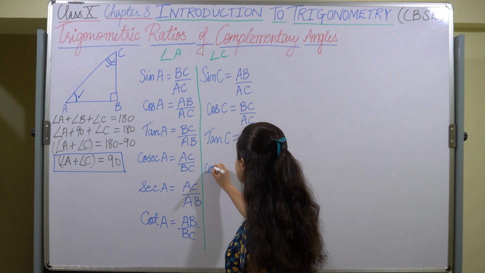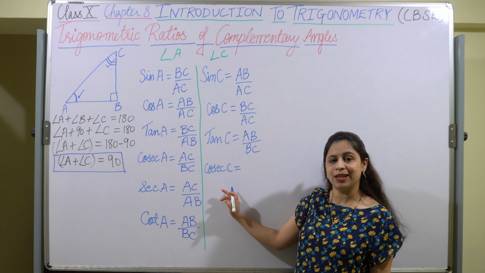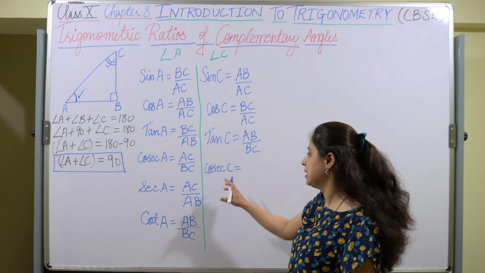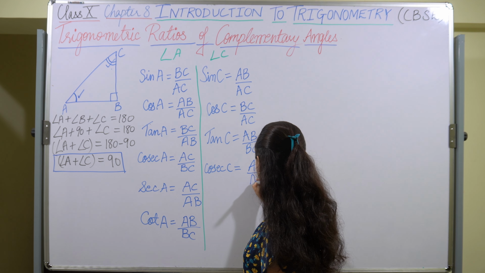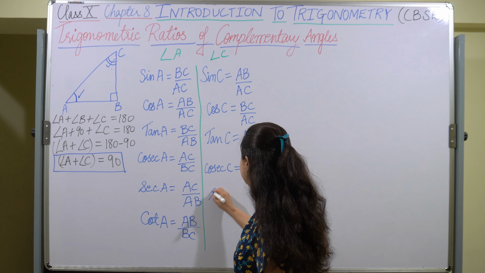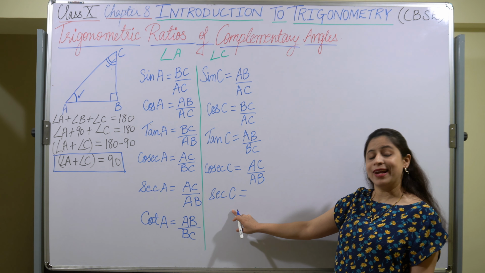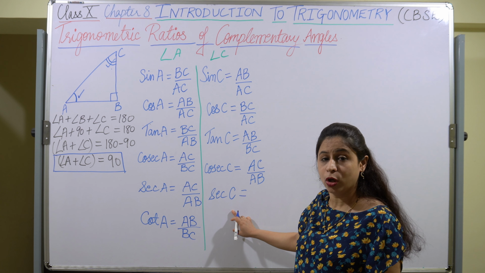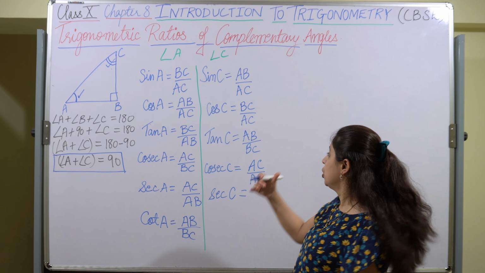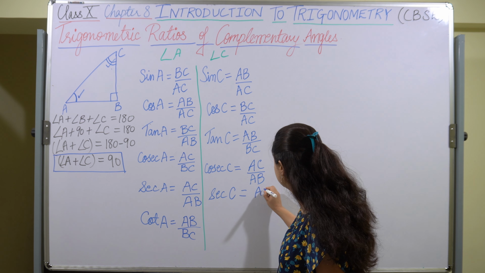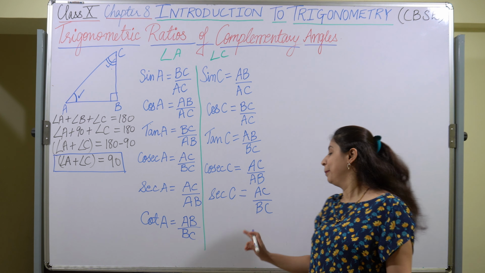Then comes cosec, inverse of sine. So, cosec C will be reciprocal of sine C. So, it will be equal to AC upon AB. Then comes sec C. Sec will be reciprocal of cos. So, it will be given by hypotenuse upon base. So, it will be AC upon BC.